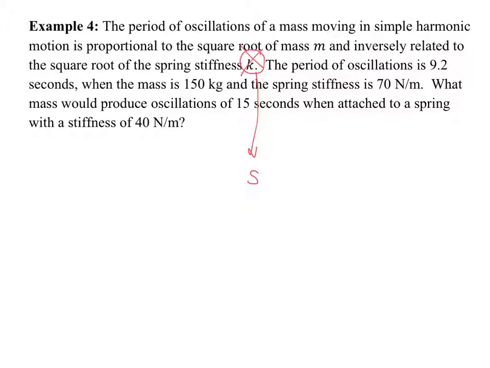All right, so you're good so far, but it's also inversely related to what? And inversely related to the square root of the spring stiffness. Now this K should be mass. So how do you write inversely proportional to the square root? Yeah, call it S.